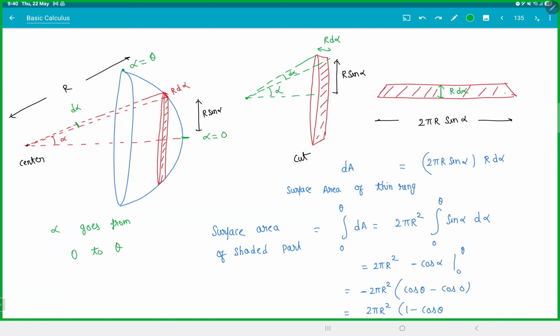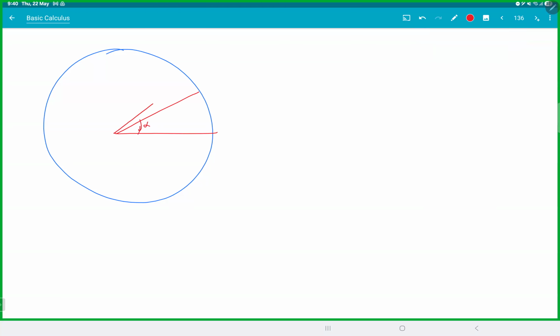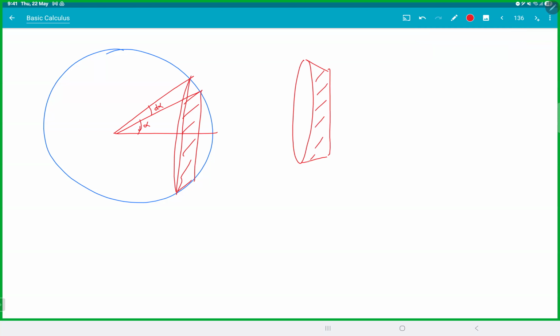Is this clear, everyone? How did we choose an element? Again, listen, I'll just brief it up pretty fast. You had a part of a sphere. From the center at an angle alpha, you took a thin slice. I'm exaggerating the figure, d alpha. So we got a ring like this. I hope you're able to visualize this. It looks like your headband.